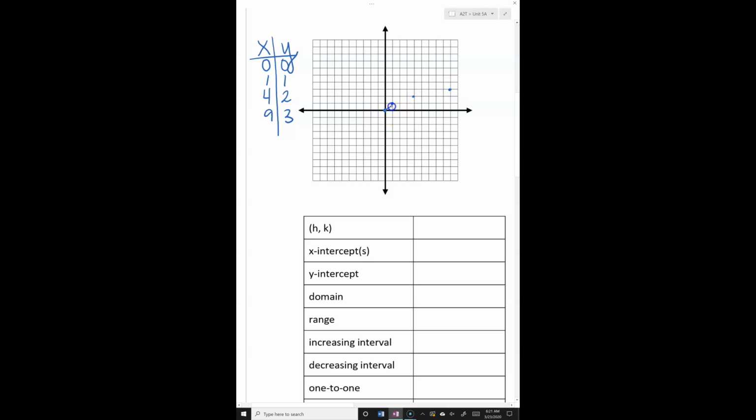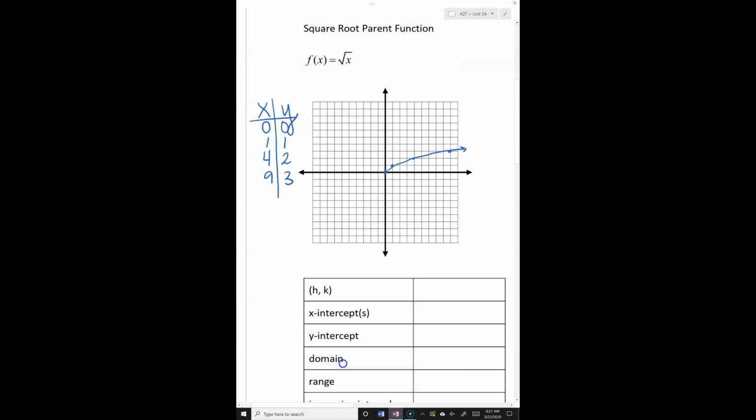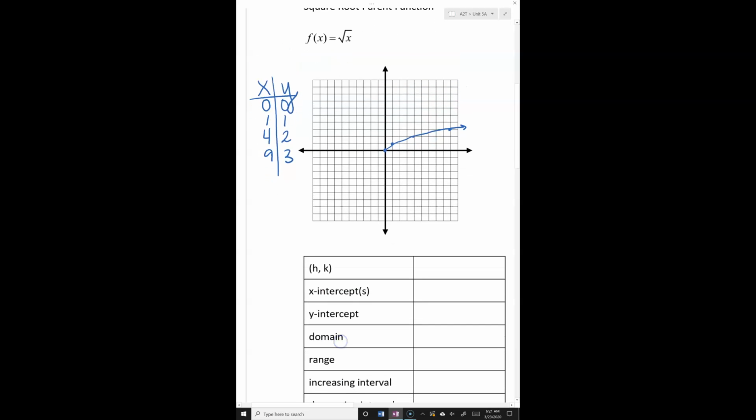And just like with all our other parent functions, if you find that remembering points is a struggle for you, just think about what numbers you can take the square root of and transform those. Because if I plug 0 into my function, that's ultimately what I'm doing, and 1, and 4, and so forth. Just like every other parent function, our HK is 0, 0. The x-intercept is the same as the y-intercept. We see this a lot with our parent functions.